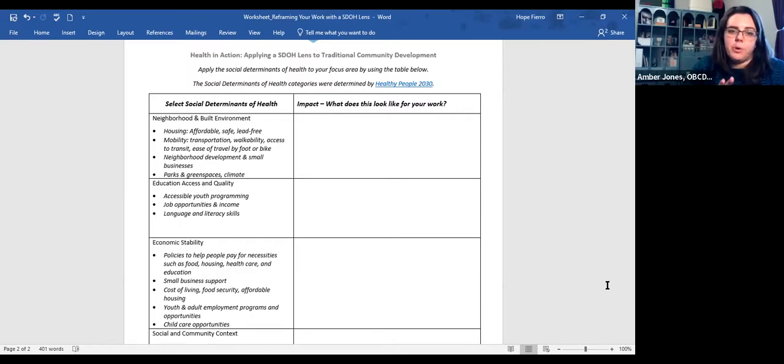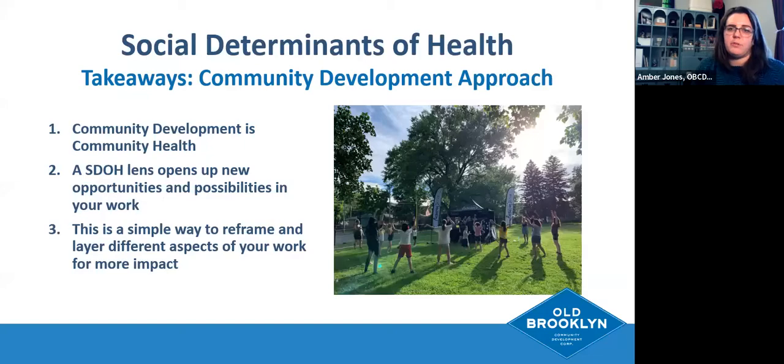But I do want to just point out that this worksheet is something that we have utilized in our own work and thinking about how we layer in all of these pieces together, because when we're thinking about community development and community health, I really see them as intertwined into the work that we're doing. And so I just want to switch back over to the PowerPoint real quick, give you a couple key takeaways before jumping into questions.